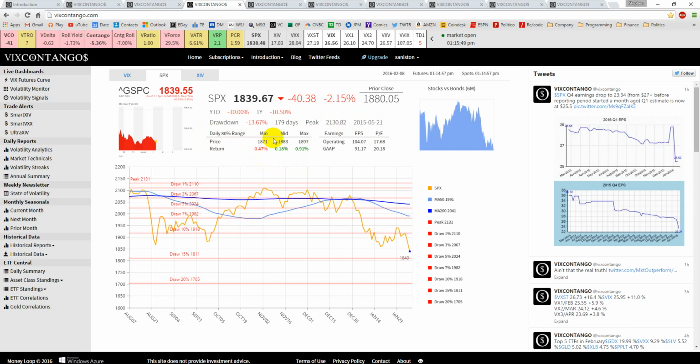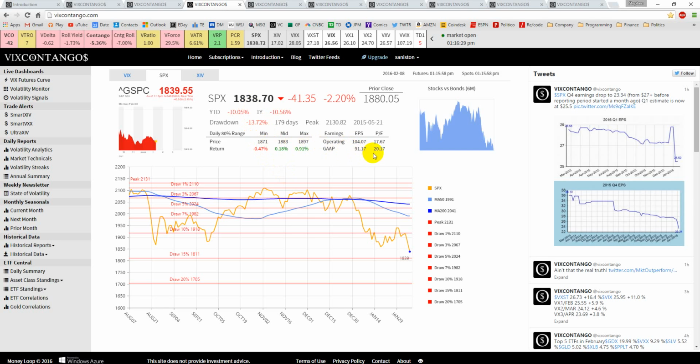You also get to see a little nugget here that shows you the daily 80% range. So for this day of this month, we calculate what the 10th and 90th percentile of all the returns are. So in this case, the 10th percentile is minus 0.47%, and the 90th percentile is 0.91%, and the midpoint, the average return is 0.18%. And based on that, we calculate what the 80% range for the SPX should be today. So 1871, 1883, and 1897. So in this case, we're trading far below the 10th percentile.